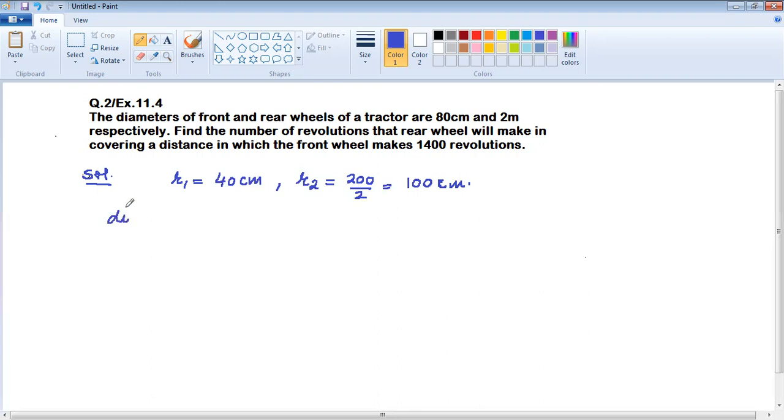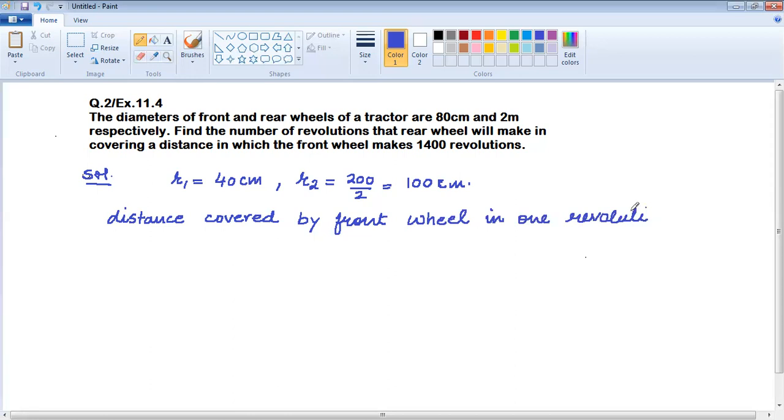So distance covered by front wheel in one revolution. One time when it takes a full round, how much distance does it cover? That would be equal to circumference of the wheel.